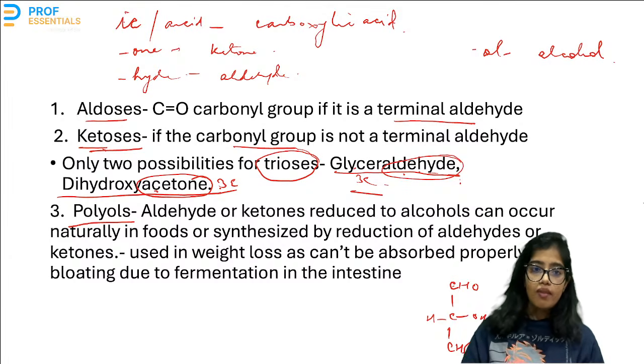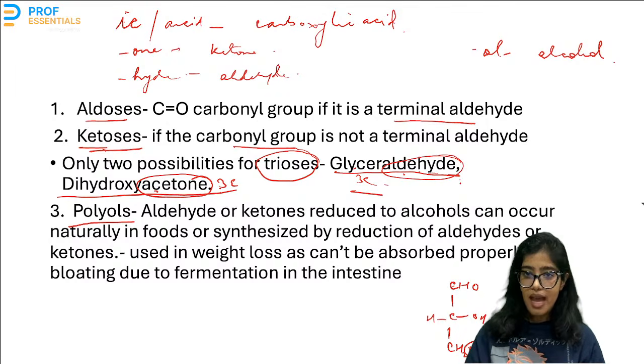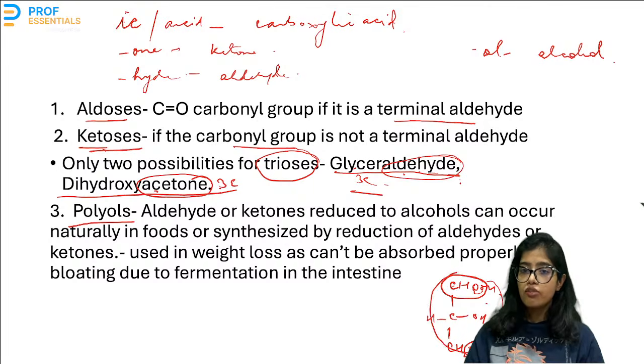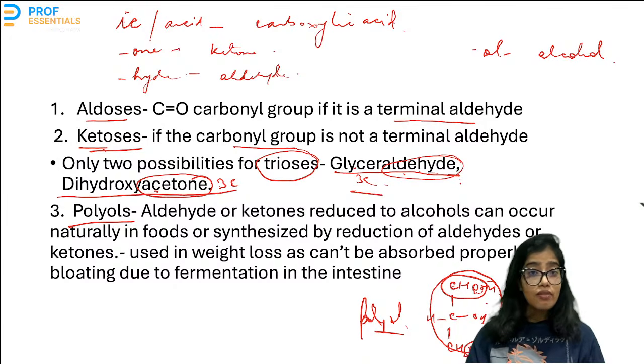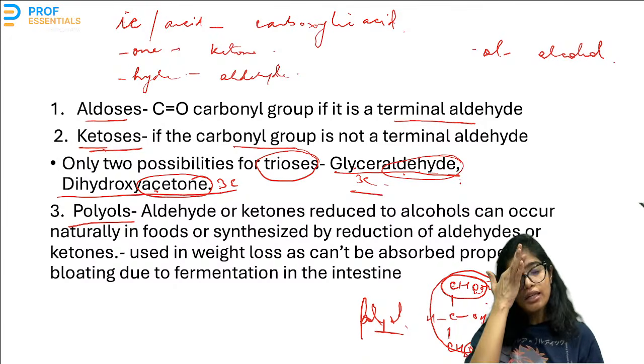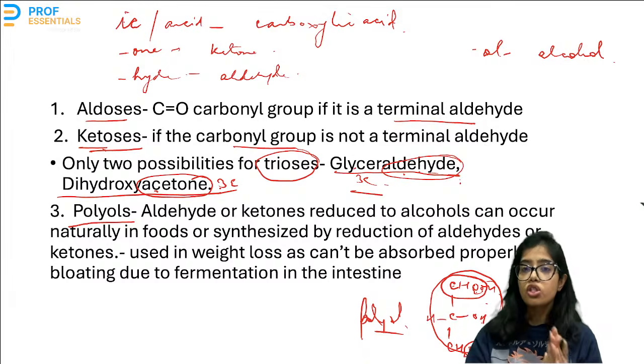Now, if this aldehyde group is also reduced to alcohol, the CHO also becomes CH2OH here, then this structure will be known as a polyol. Why? Because there will be multiple ols here. Poly means multiple, ol means alcohol. So there will be multiple alcohols here, OH, OH, OH groups. So the aldehyde and the ketone part in this saccharide is reduced to alcohols.